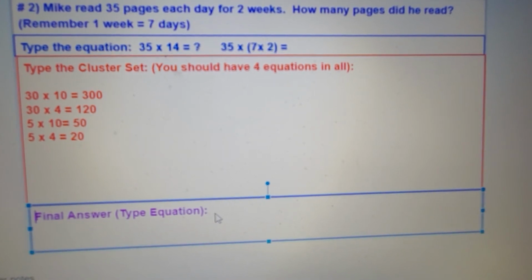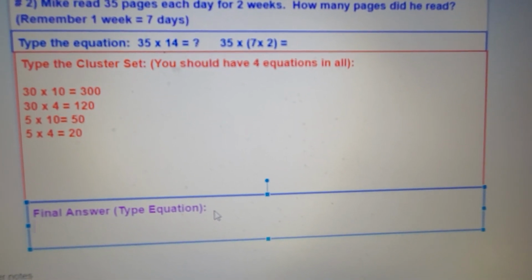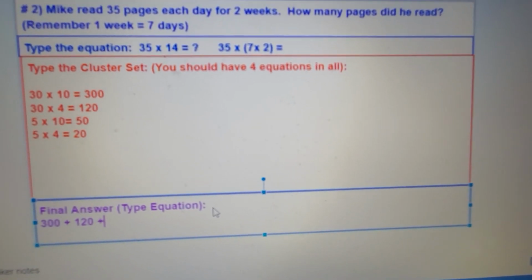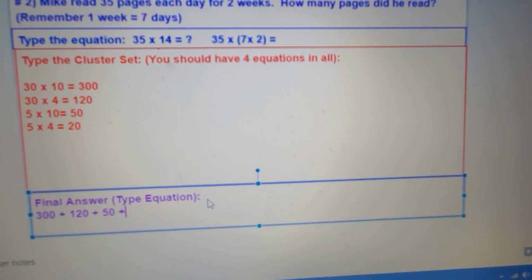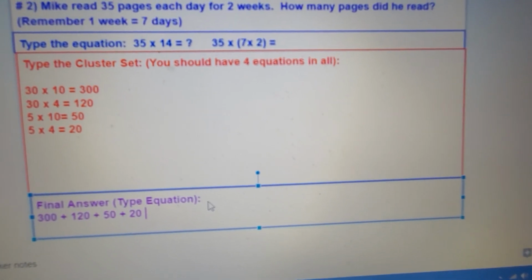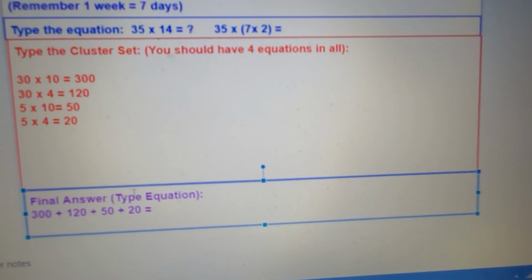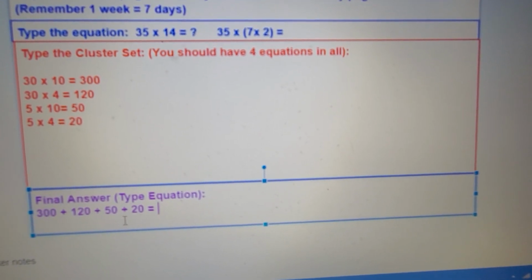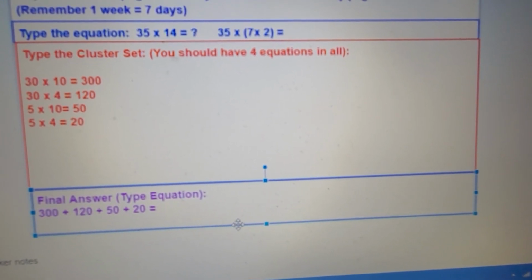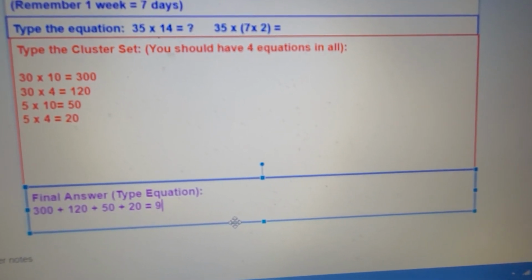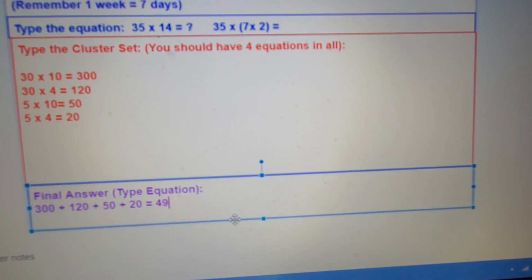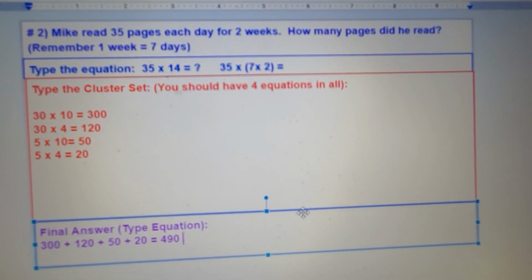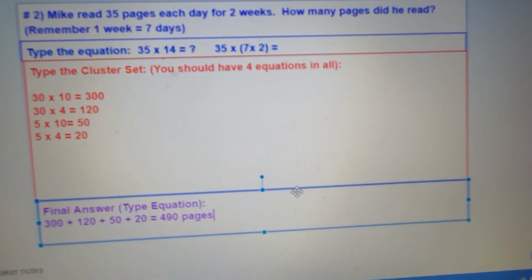And then your final answer, you just add up all your numbers. And don't forget this step, because this is part of showing your work. And you get, let's see, 300 plus 120 is 420, plus 50 is 470, plus 20 more is 490. So 490 what? How many pages? Pages. Well, let's go back to your question.